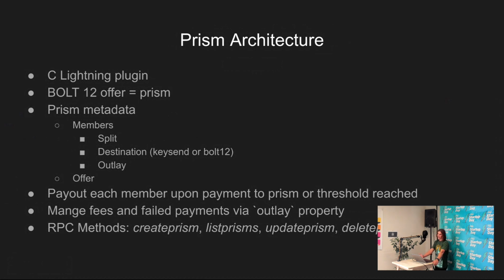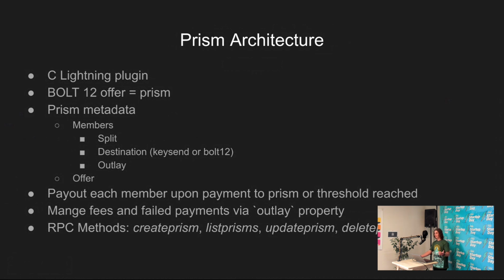We do support keysend just because Bolt 12 is not standard at the moment. So you can only receive to a Prism using Bolt 12, but if you'd like, you can specify keysend as the destination type, and you can send that way. However, it's not ideal because you have to expose the node pubkey, and Bolt 12 has a lot more programmability to it. And then the outlay is a property on each member that defines how much we owe that member. So that's how we keep track of payouts.